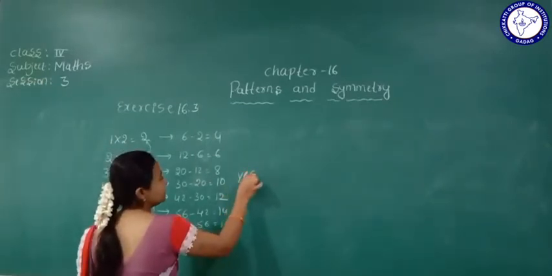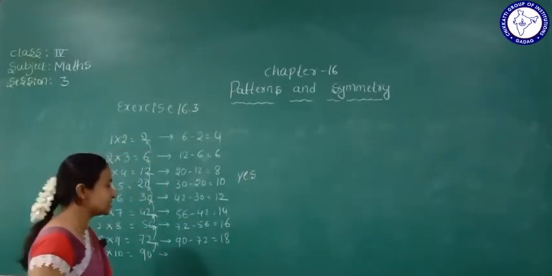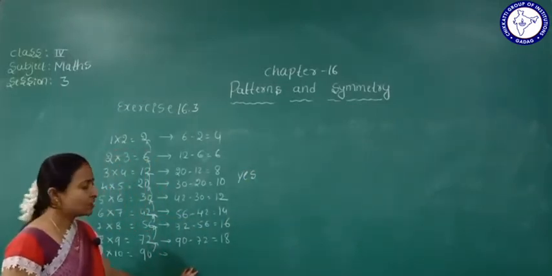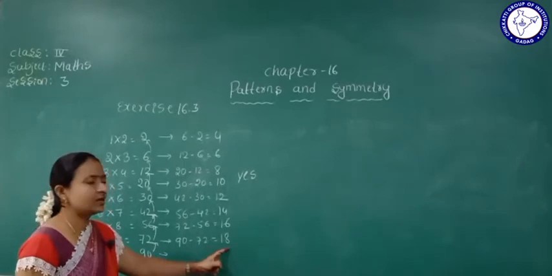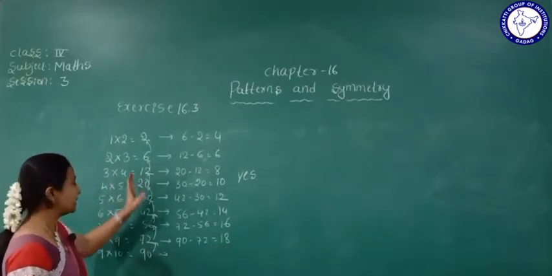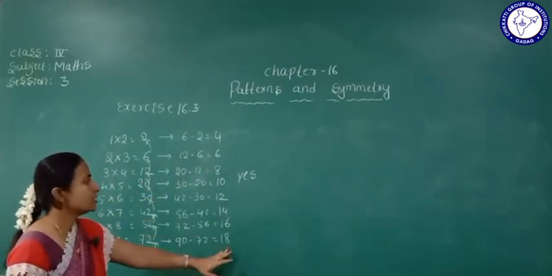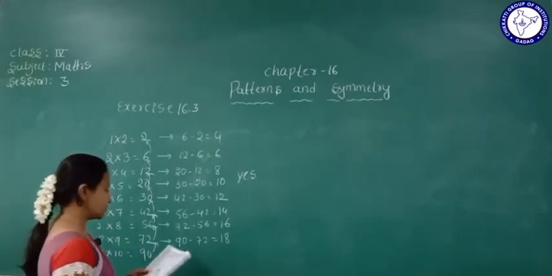So for the pattern, yes or no should be mentioned. This is a pattern. Understood? Because here, see, all even numbers come. So they have taken the product and subtracted here, so we can find the even numbers. Okay.